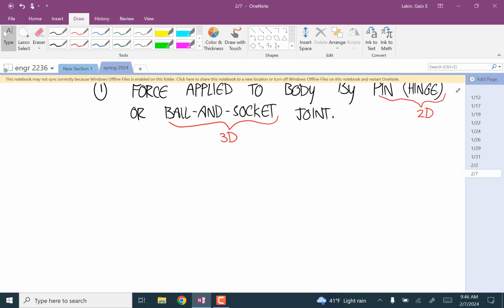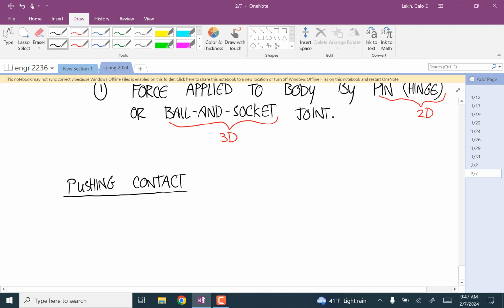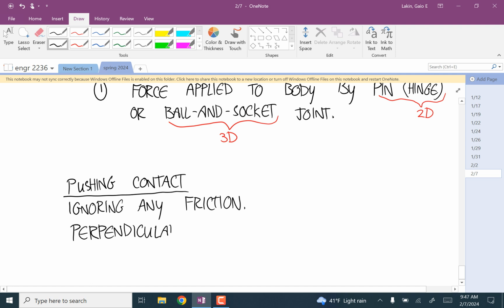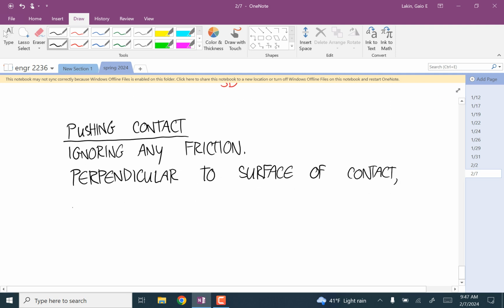Okay, so the first one is pushing contact. You can think of this as, if you have a pure pushing contact, you're ignoring any friction. And the direction of this force is perpendicular to the surface of contact toward the chosen body.